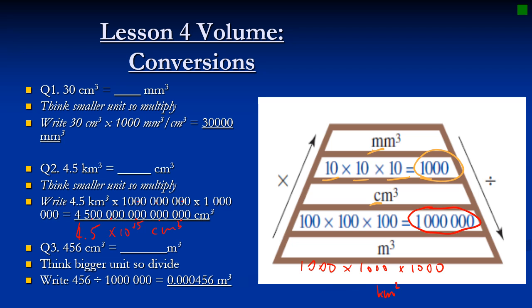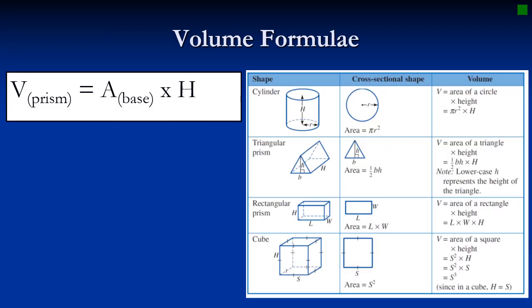Now finally, if we want to go from 456 cubic centimeters into cubic meters, well, we think, this is a bigger unit, so this has got to be a smaller number. The conversion factor here is 1,000,000. From going centimeters to meters, we have this million conversion factor, so we just divide 456 by 1,000,000, and it's 0.000456 cubic meters.